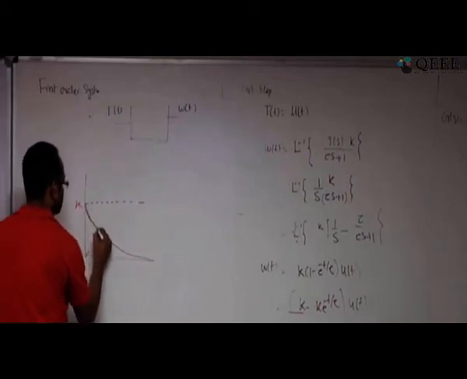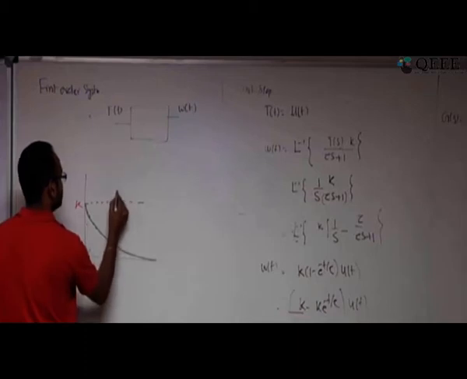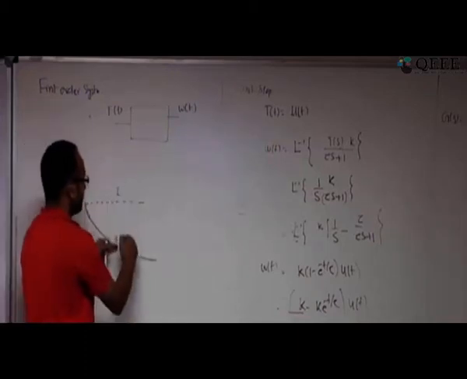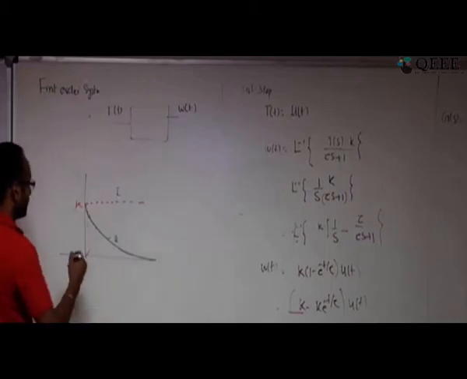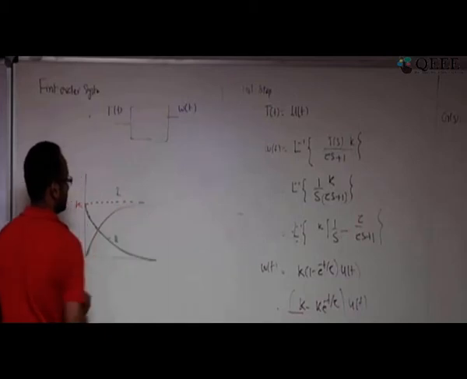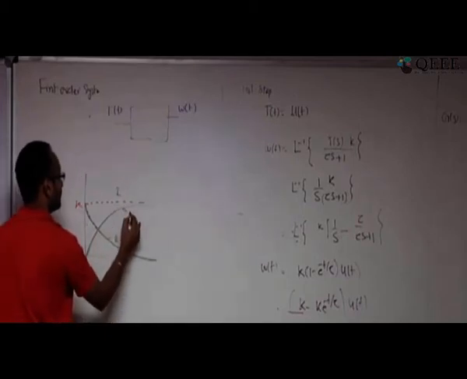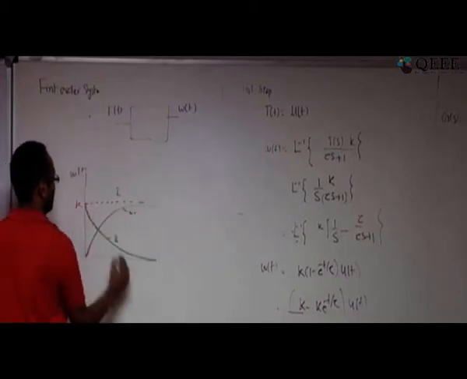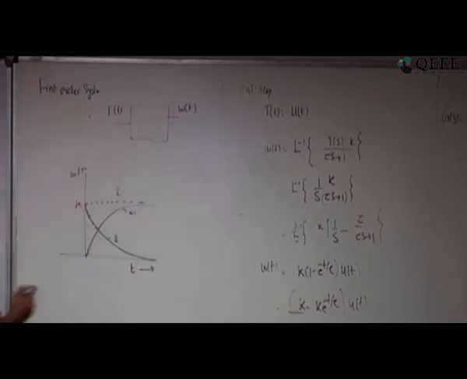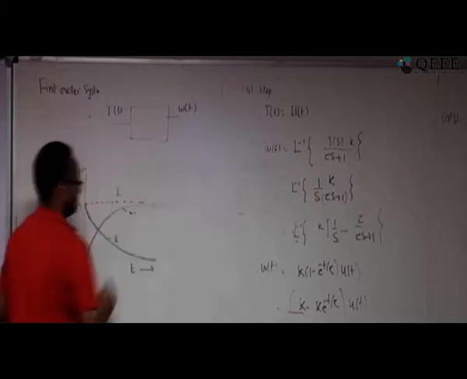So this is your second term, and this is your first term. The overall response is the first term minus the second term. If you work it out, it will be something like this. So this is your final response, omega(t) versus t, and finally it reaches a steady state value.